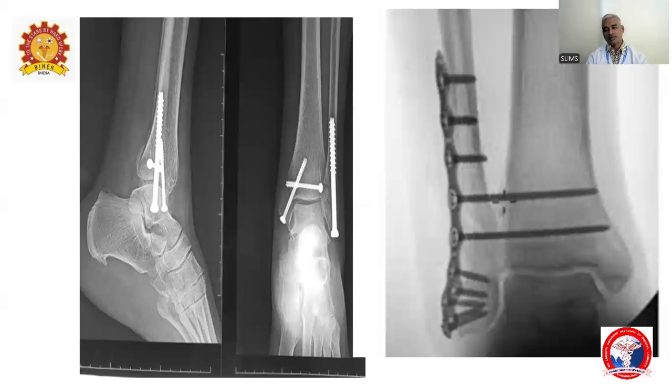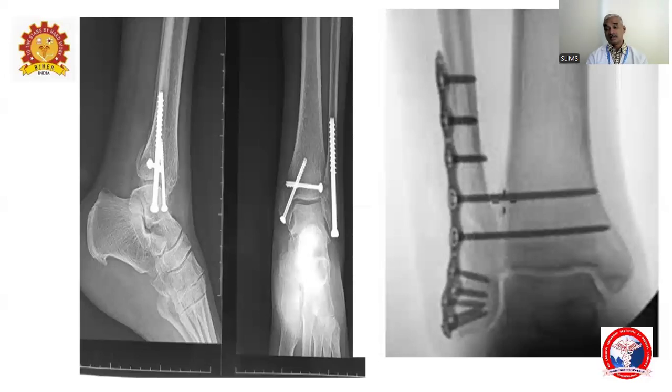If any one of these spaces is reduced, the talus is pushed away from that side. Okay? Then your ankle joint is widened, and the syndesmotic joint is not working. In that situation, we have to stabilize the syndesmotic joint with the help of a syndesmotic screw.